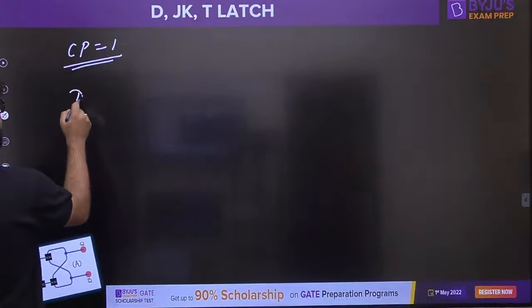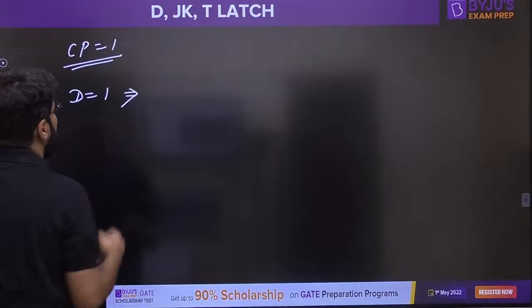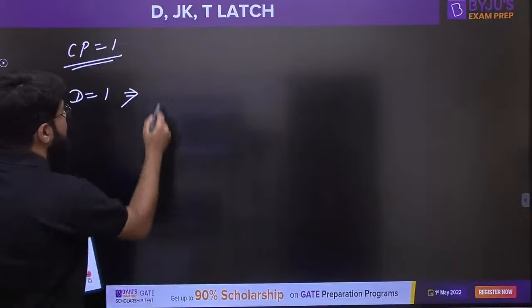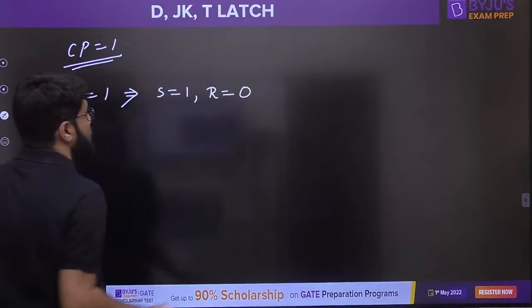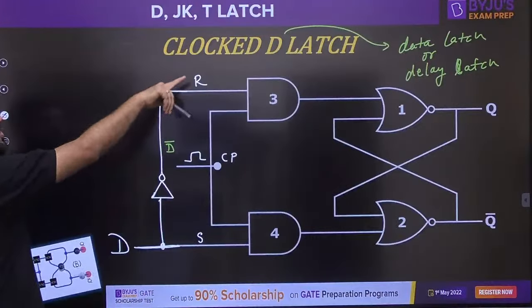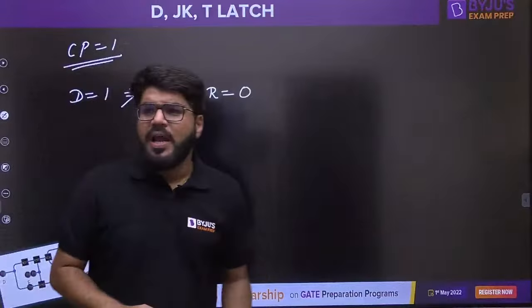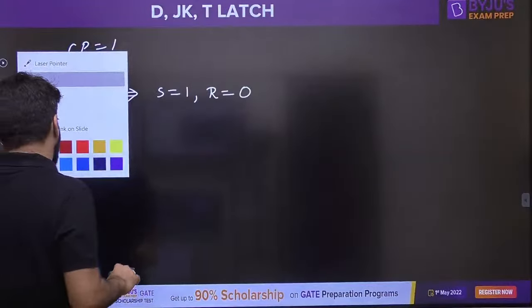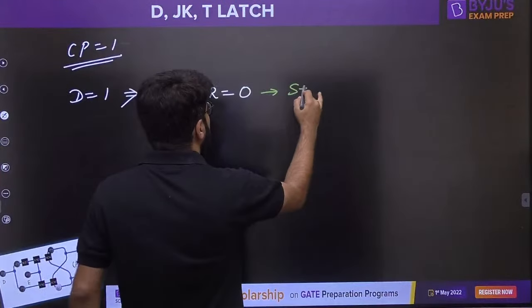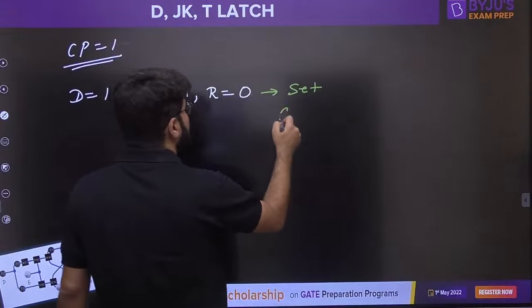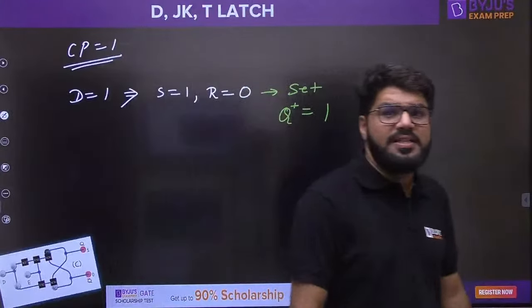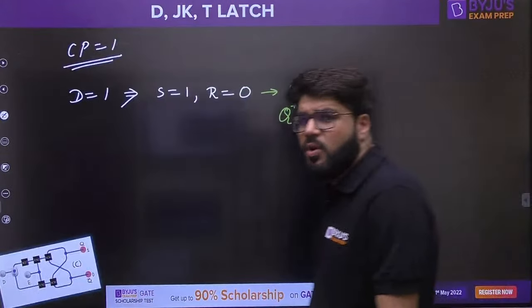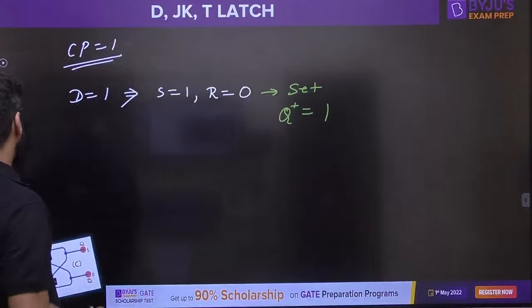Now if the D input is equal to 1, then see what happens. If D is 1, S is directly equal to 1, but R is equal to 0, because the complement of D goes into the R. S equal to 1, R equal to 0 means a set combination, and the next state of the device will be set. The device is now in the set state.